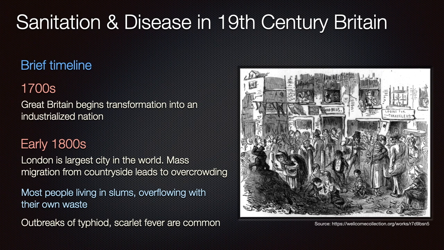London quickly became a city overwhelmed by the waste products of its own population. The majority of this population lived in overcrowded slums where human waste piled up in courtyards and overflowed from basement cesspits into open gutters and waterways on the street. In such conditions, it was inevitable to see the rise of infectious disease, and outbreaks of disease such as typhoid and scarlet fever were very common in London in the 19th century.